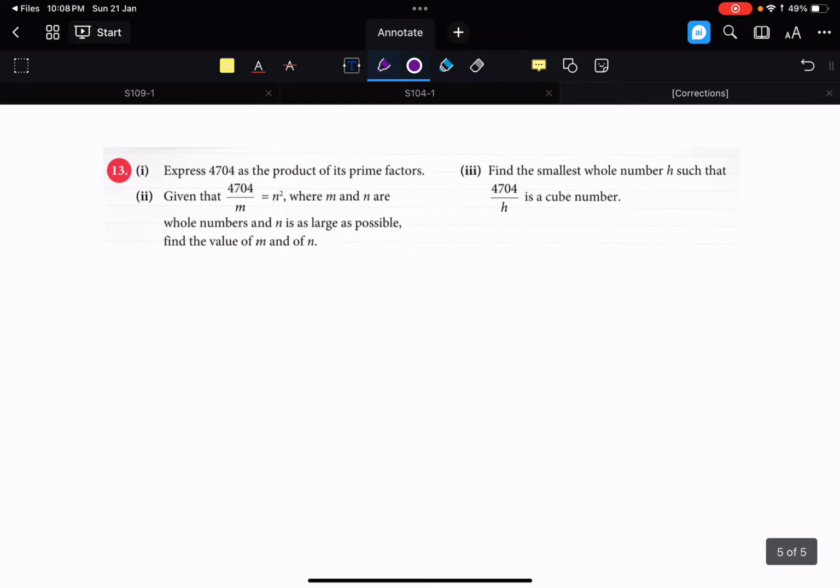The final question of this set of assignment. Express 4704 as a product of its prime factors. Well, that one we can do quite quickly, right? We have a lot of experience with that. So 4704, let's work it out. Divide that by 2, that'll be 2352. Divide by 2 gives us 1176, then 588, 294, 147. Let's continue the process. 49, 7, 1.